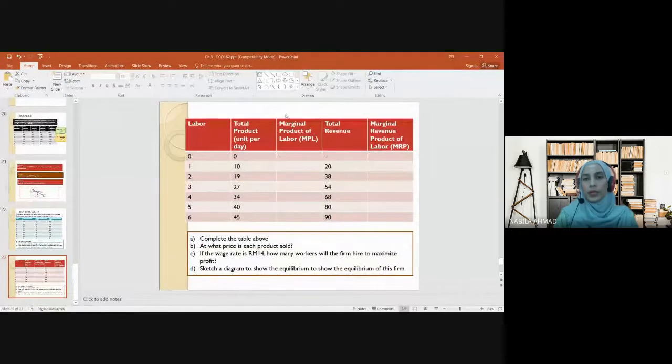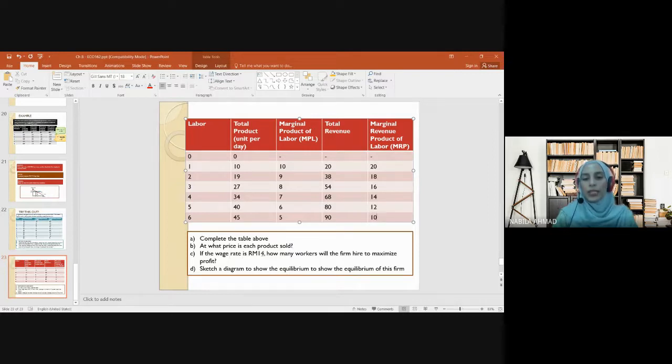Complete the above table. Okay, so we have MRP here. We have total product. So nak cari MPP, change in total product divided by change in labor. 10, 9, 8, 7, 6, 5. And then total revenue ada. Kena cari MRP. So kita tak ada price di sini. So kita boleh cari MRP dengan cara change in total revenue divided by change in labor. So 20, 18, 16, 14, 12 dan 10.